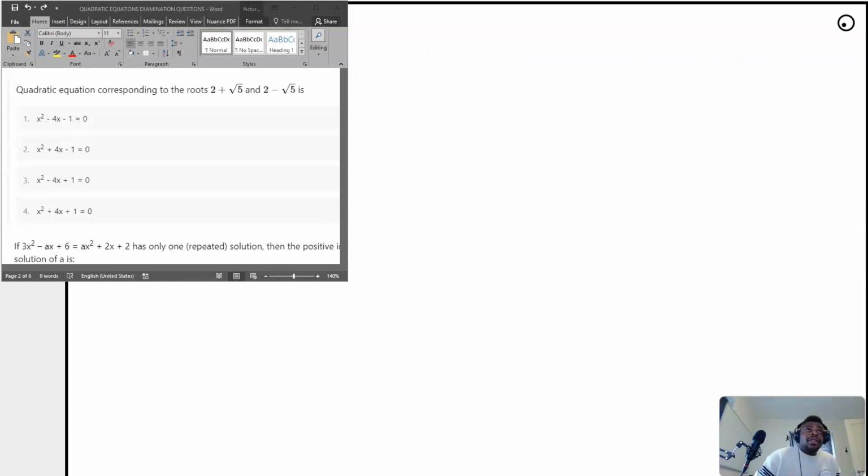Now the next question, quadratic equations corresponding to roots is, so we have the roots. Roots are 2 plus root 5 and 2 minus root 5. These are the roots. So this is like having alpha and beta. Okay, so they want us to find the quadratic equation. So that is construction of quadratic equation using its roots.